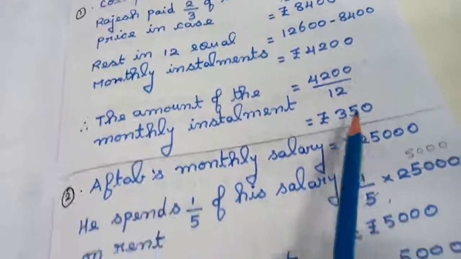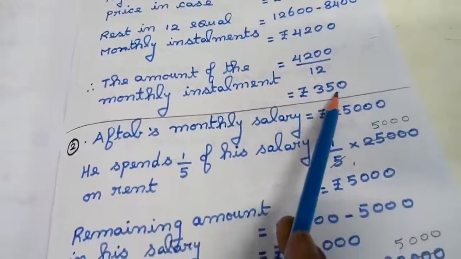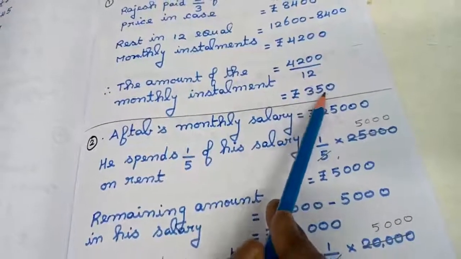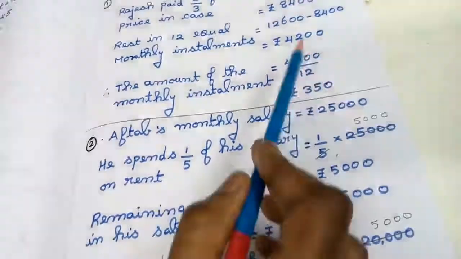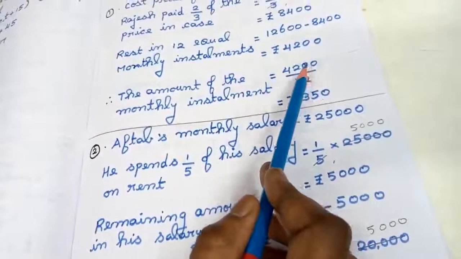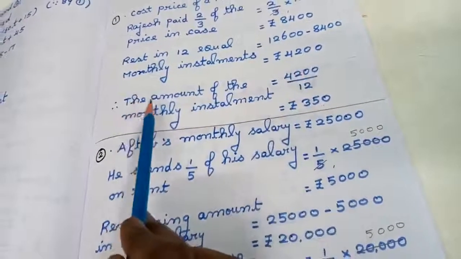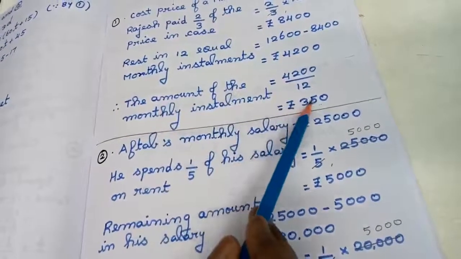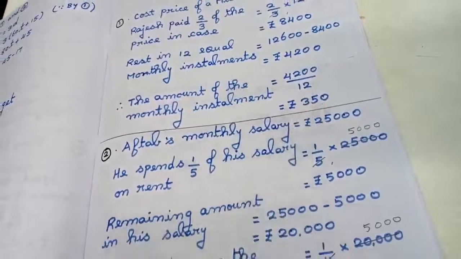What is the meaning of rupees 350? For each month he is paying rupees 350. Like that he is paying for 12 months, so this 4,200 amount will be completed. Therefore the amount of the monthly installment is rupees 350.